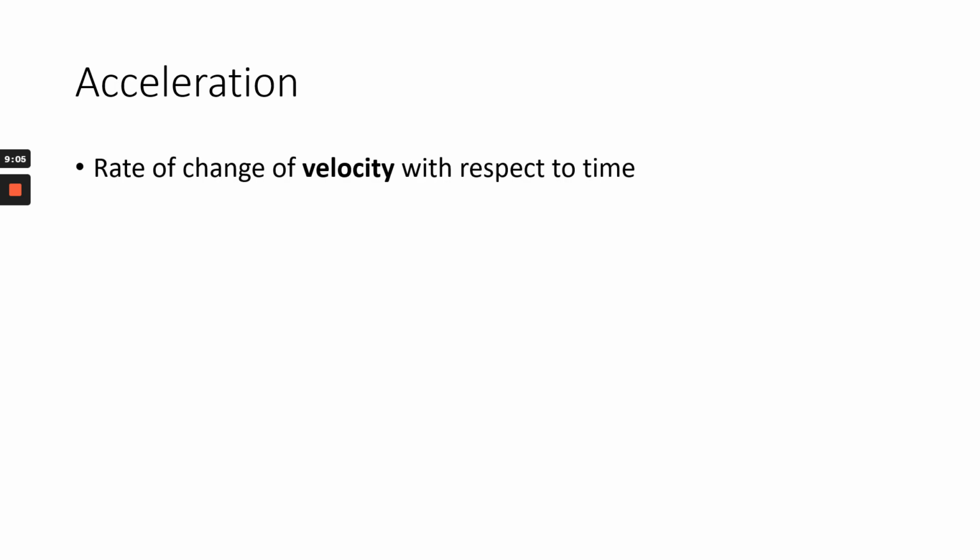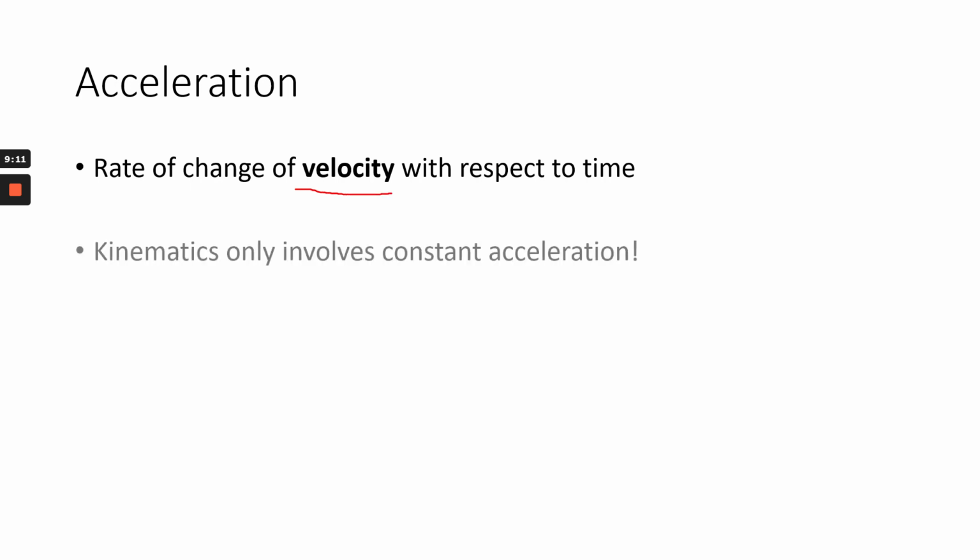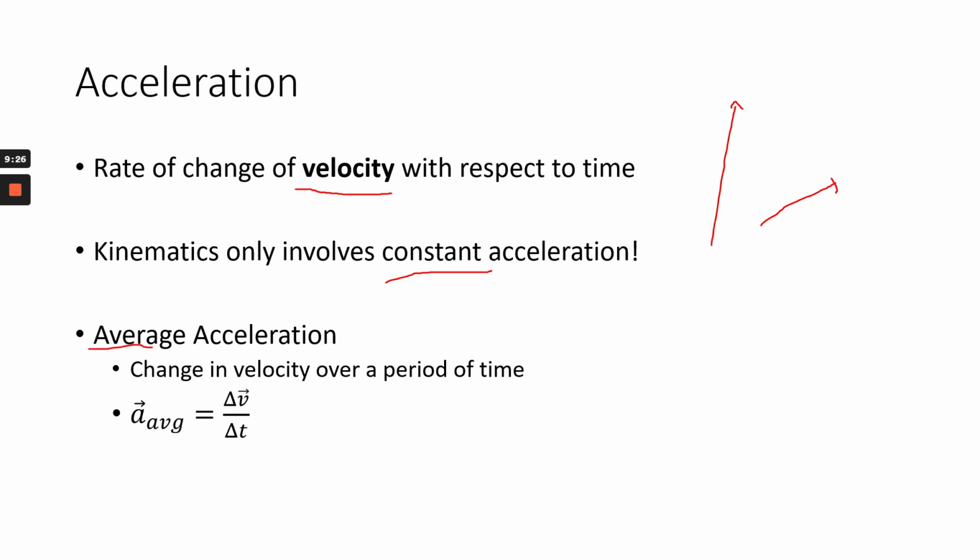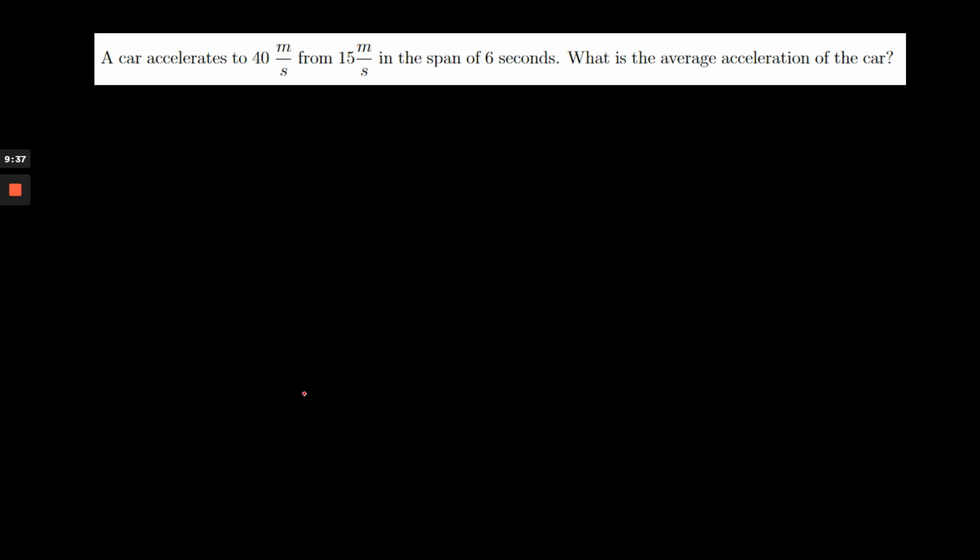Cool. Now let's talk about acceleration. Acceleration is the rate of change of velocity with respect to time. And usually in kinematics, you only deal with constant acceleration, but there are also situations in physics where your acceleration is variable. So sometimes it accelerates at a faster rate, sometimes it accelerates at a slower rate. And also there's a formula for average acceleration, which is quite intuitive when you think about it: it's just the change in velocity over the change in time. Average velocity was the change in position over change in time.